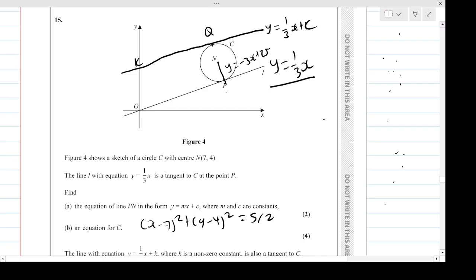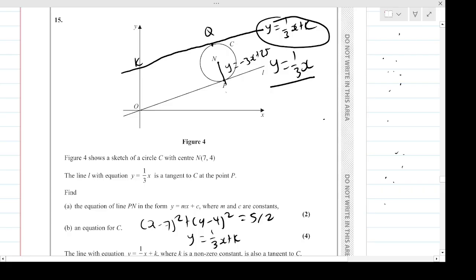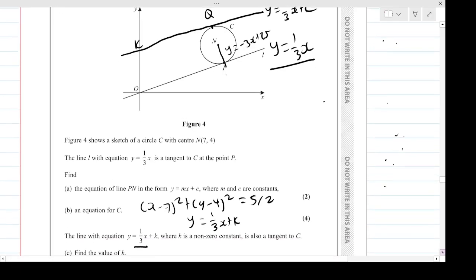What you could do, the safe way, is to substitute the equation of the tangent here. So y is a third x add k. You could substitute that into the circle equation, then use your common strategy of utilising the fact that the discriminant would be equal to 0 because of the tangent, so it'd be one root, one intersection point, and then you could solve for k. You could do it that way, but that would be quite a lot of work for 3 marks.